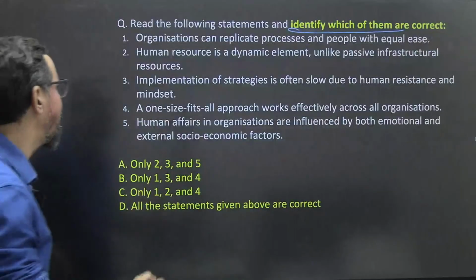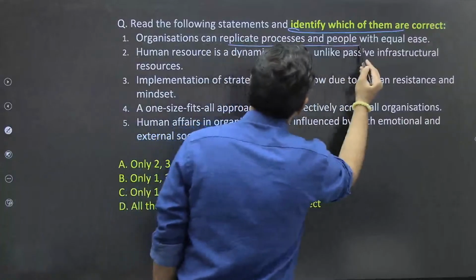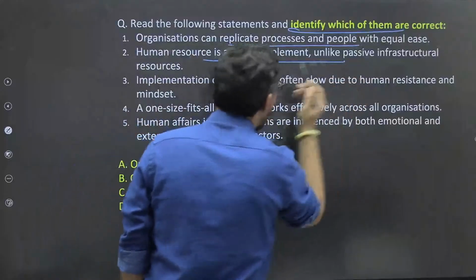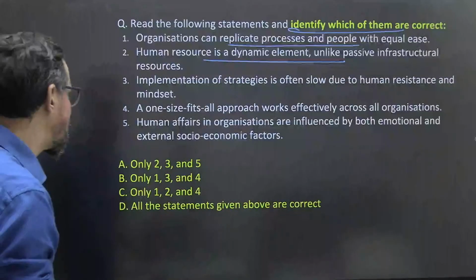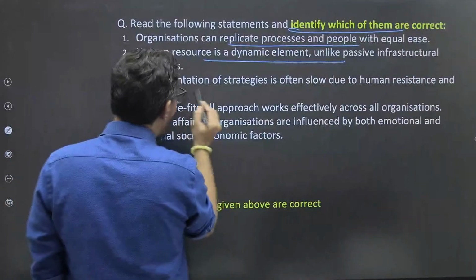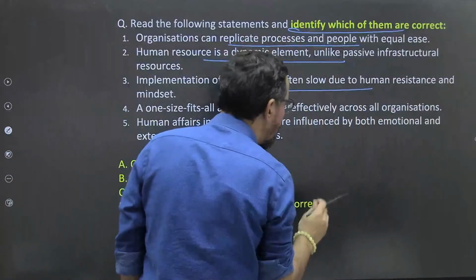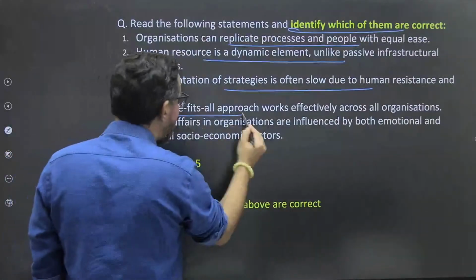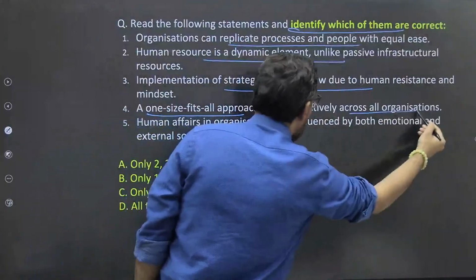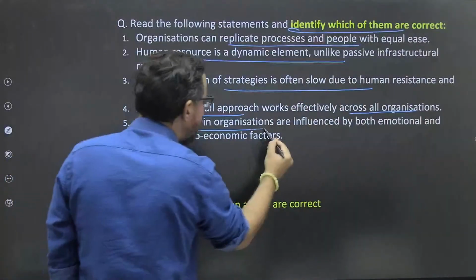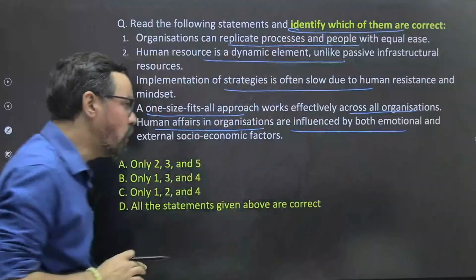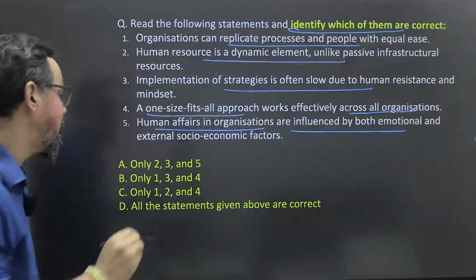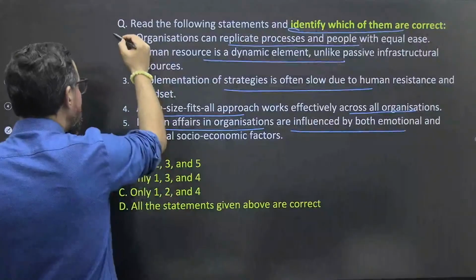Everyone guys, try. Organization can replicate processes and people with equal ease. Human resource is a dynamic element unlike passive infrastructural resources. Then we have implementation of strategies is often slow due to human resistance and mindset. One size fits all approaches work effectively across all organizations. Human affairs in organization are influenced by both emotional and external socio-economic factors like money and all. Yes, 100% A will be the right answer. Statement 1 is wrong.